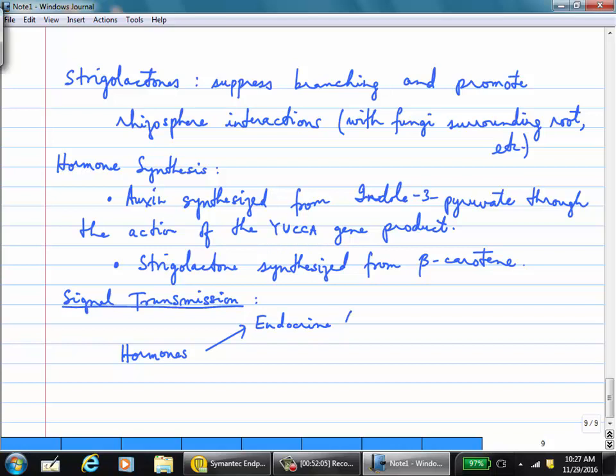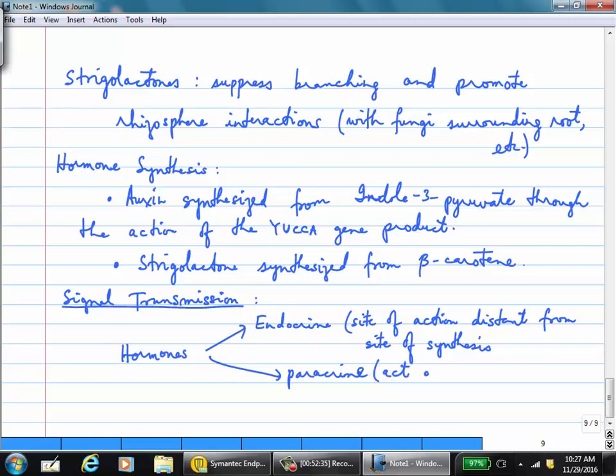So here the site of action, animals have endocrine systems, so site of action distant from site of synthesis. Paracrine means the site of action would be the neighboring cells. So paracrine hormones act on cells adjacent to site of synthesis.